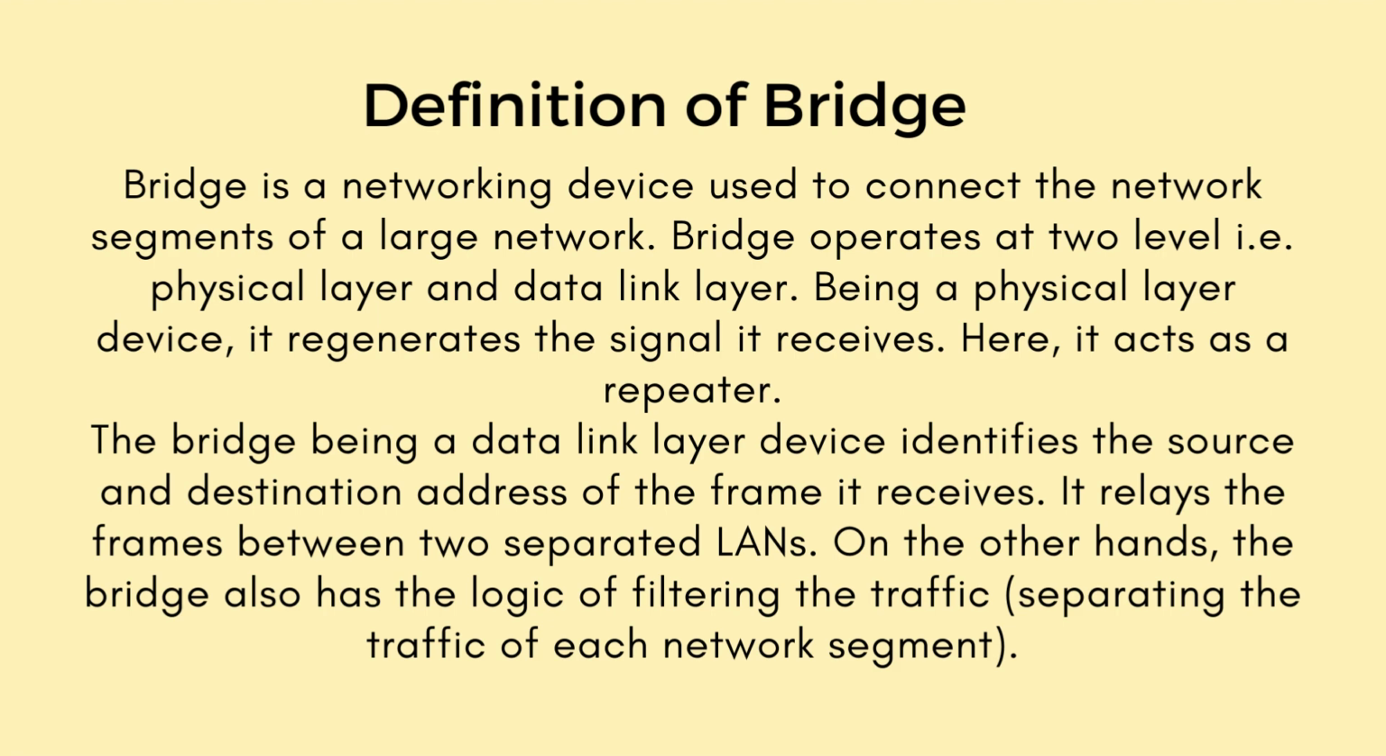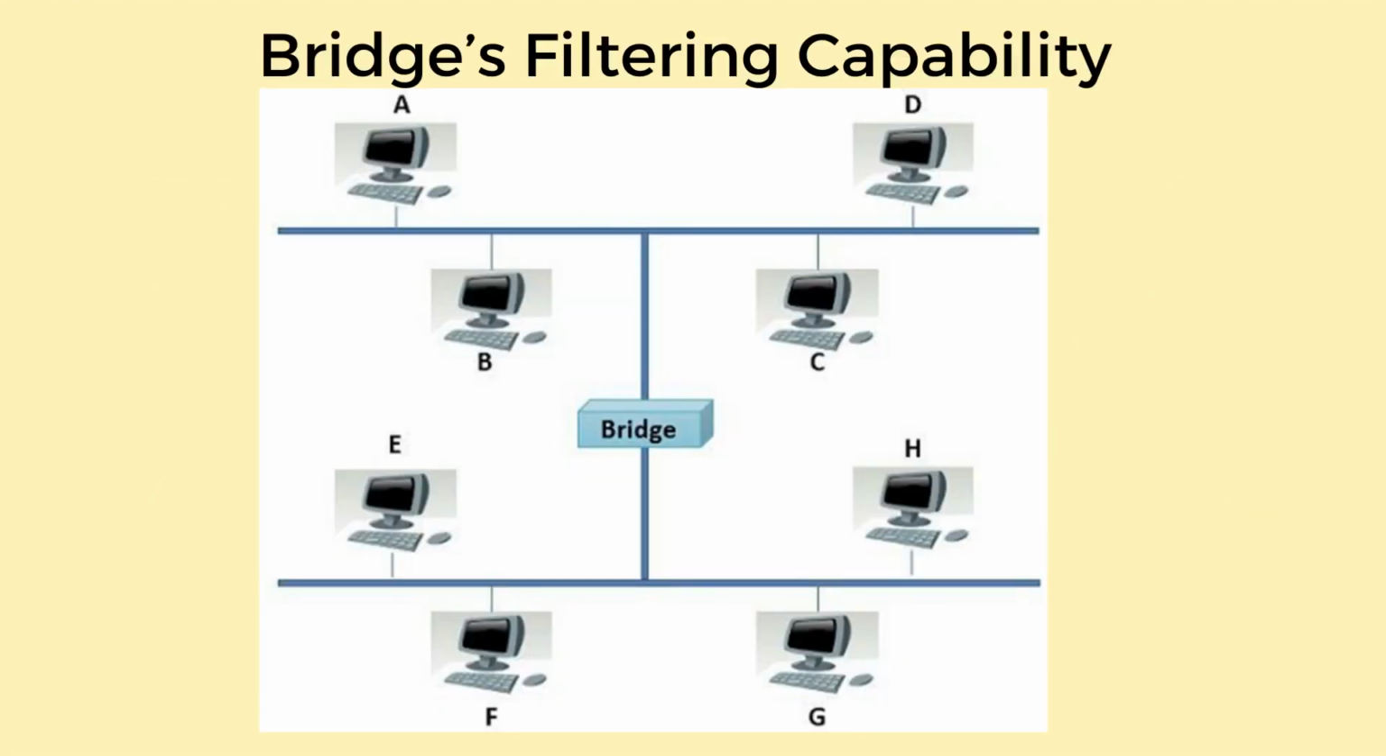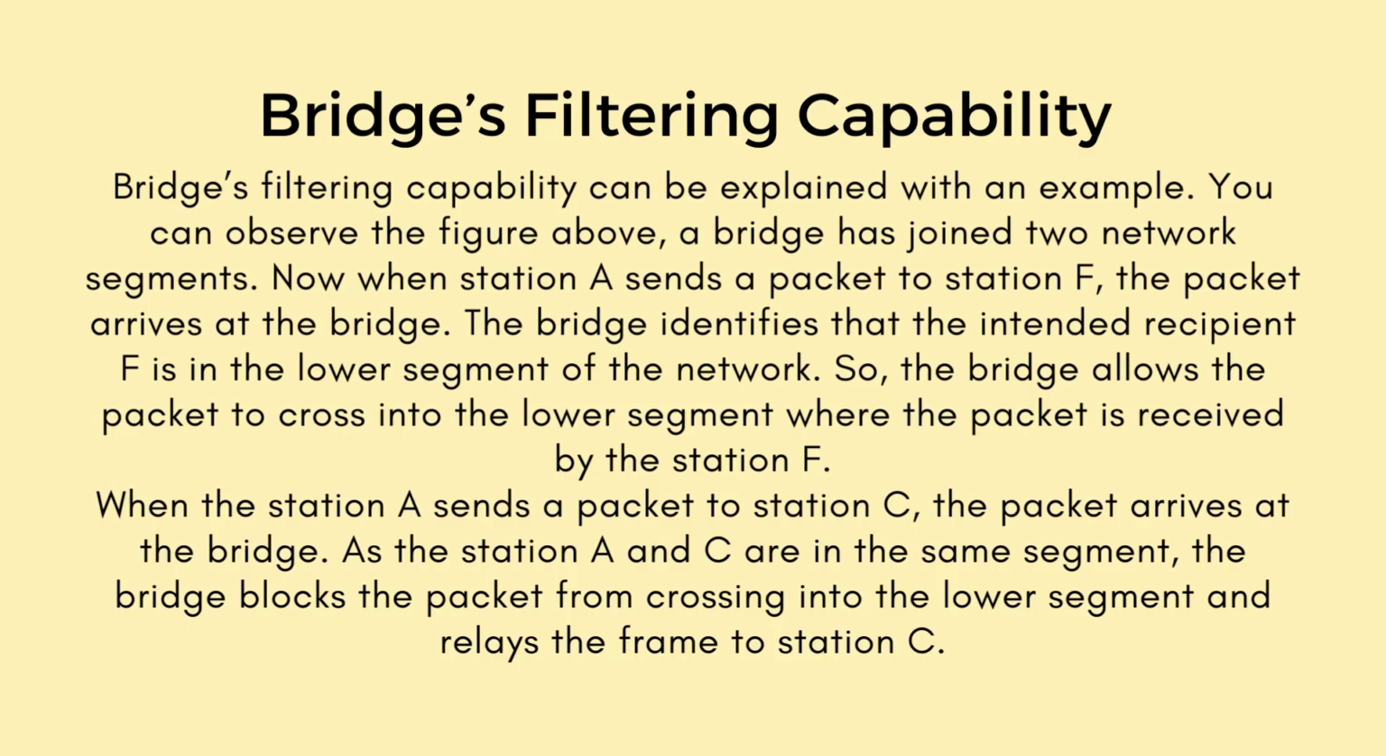The bridge, being a data link layer device, identifies the source and destination address of the frame it receives. It relays the frames between two separated LANs. On the other hand, the bridge also has the logic of filtering the traffic, separating the traffic of each network segment. Bridge's filtering capability can be explained with an example.